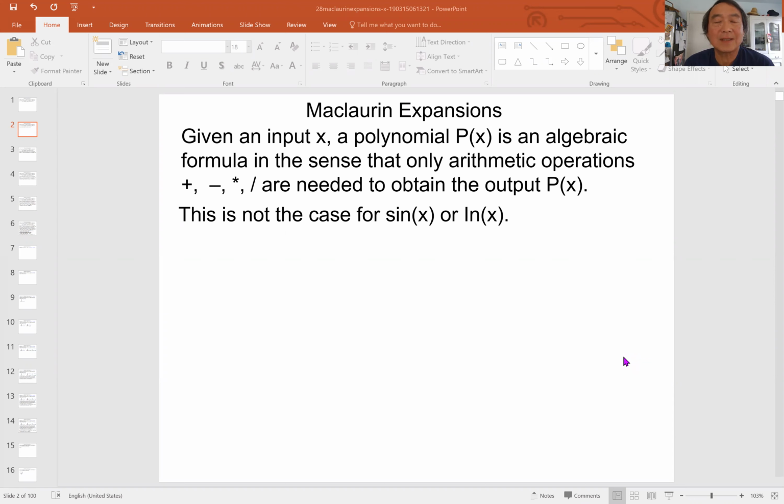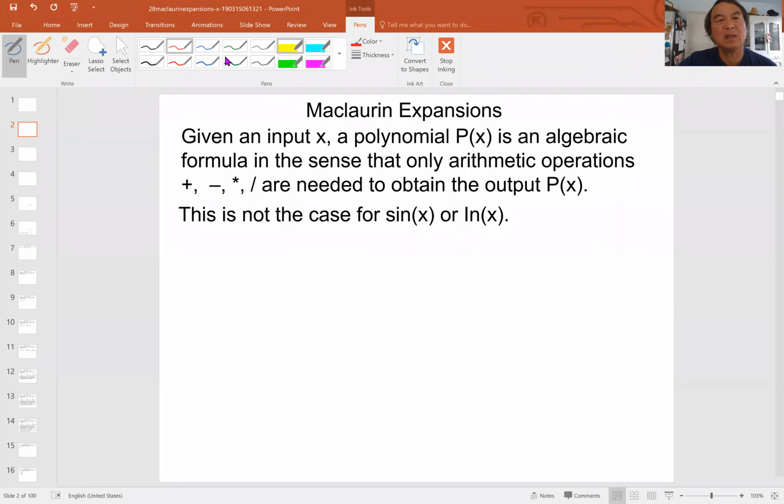This is Professor Ma, and this is the section on Maclaurin expansions. We started with polynomials. We say polynomials and the square root stuff like that are called algebraic. In the case of polynomials, what we mean by algebraic is that we can perform arithmetic operations on it, and I will get the answer if I plug in the numbers.